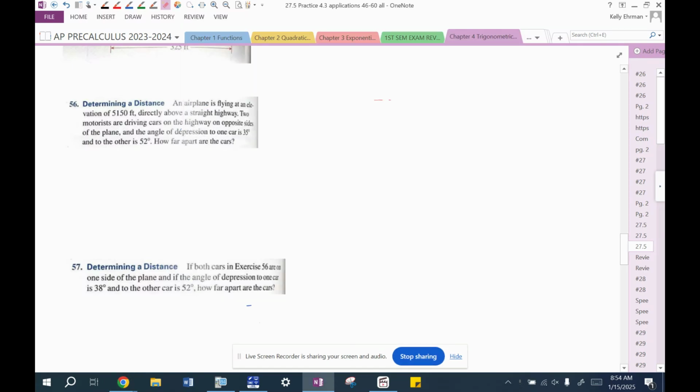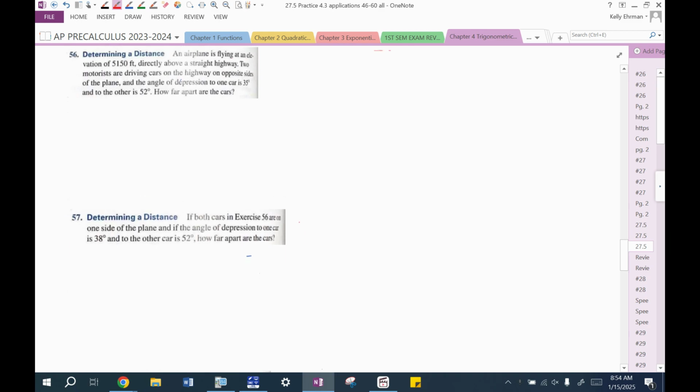All right, guys, we're finishing up. These are definitely the more difficult problems in the packet. On our quiz, we will have some of the easier right triangle trig problems, and we will have a couple of these where you've got cars on either side of a plane or something like that.